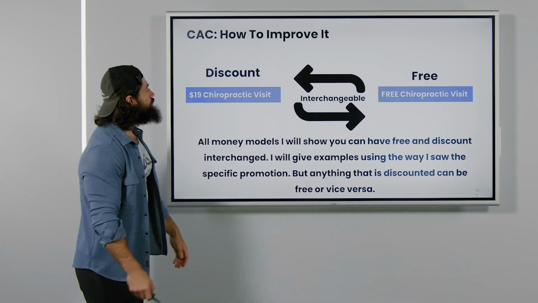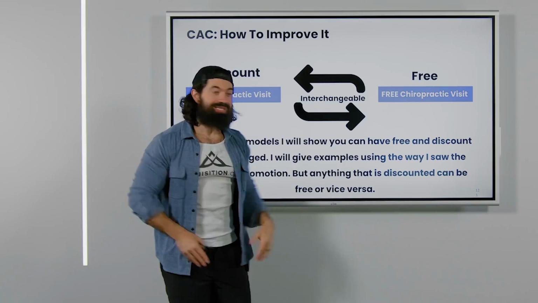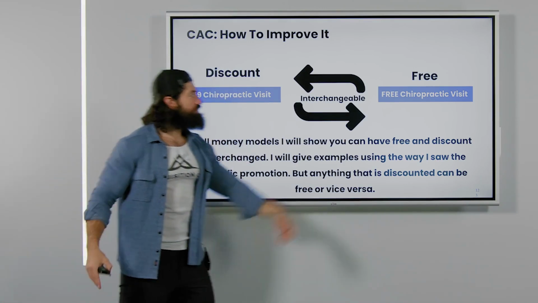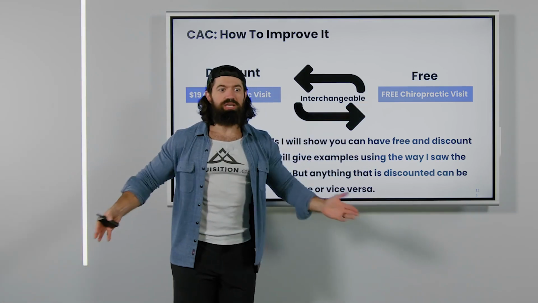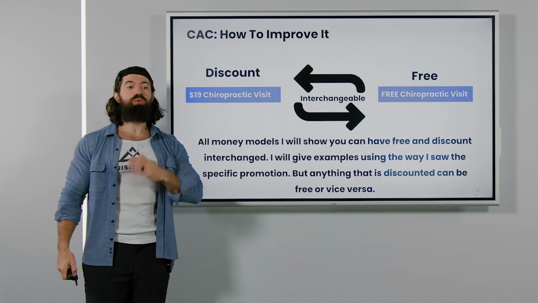These things are going to be interchangeable throughout the remainder of these trainings. If you see a $19 chiropractor visit, it can be just as much a free chiropractic visit. The whole thing will work. If you insist on doing this, fine, do that; if you insist on doing that, fine, do that. It does not matter. All the money models I will show you can have free or discount interchanged, and they will both work.